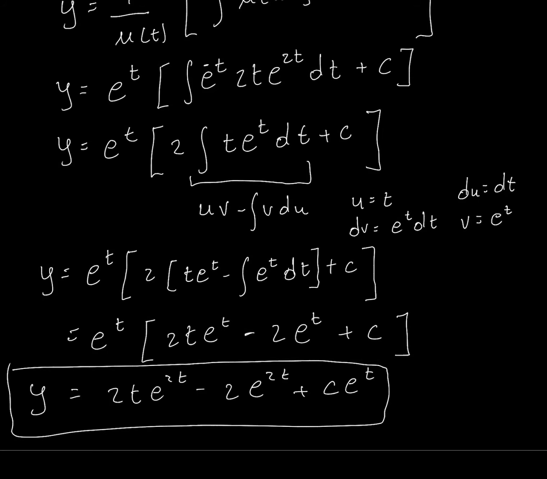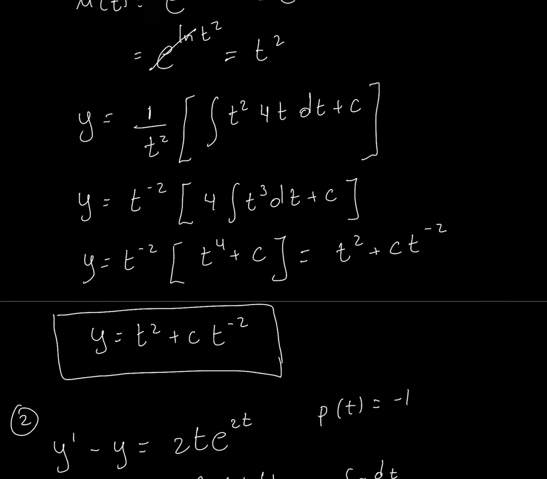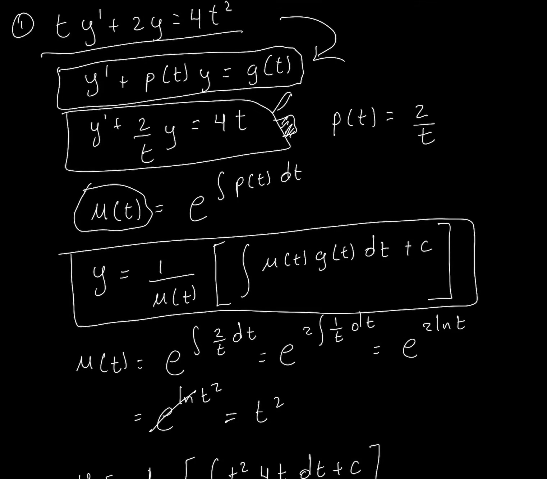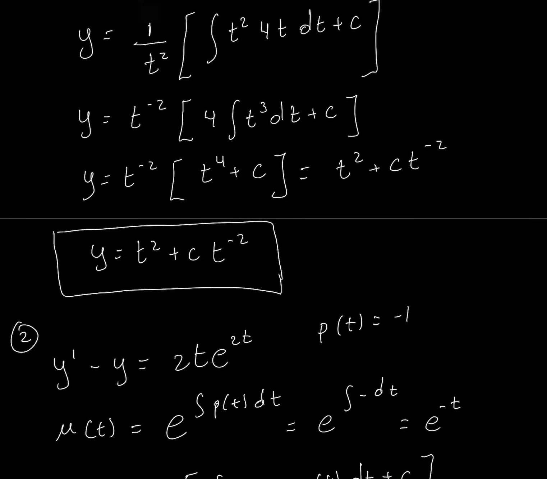In this video we covered two examples of the integrating factor method. Again, one remark to make is that if you're not given the equation in this form, please make sure that's the first step you take. Transform your equation into that form, then find mu of t, and then use that mu of t in our formula here to get the solution that we're looking for.